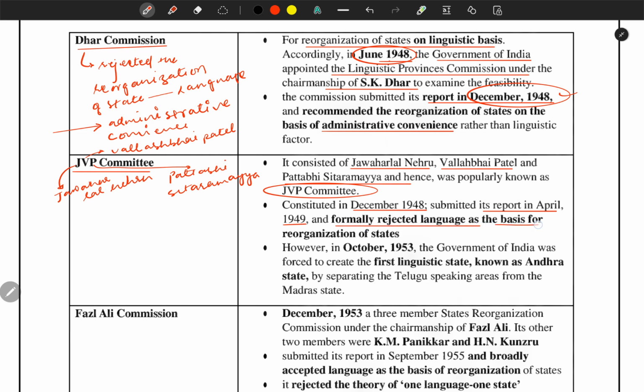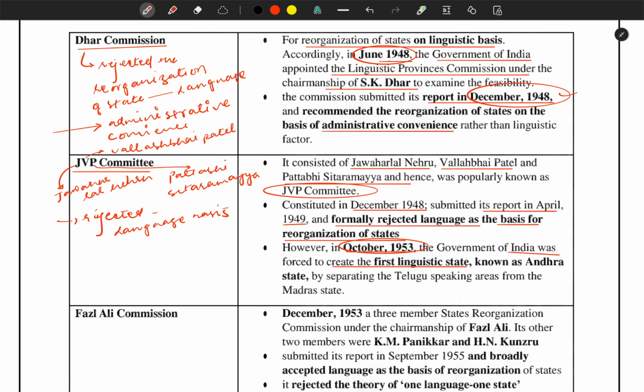After the failure of the commission in December 1948, the JVP Committee was formed, and it submitted its report in April 1949 and formally rejected language as the basis for reorganization of states. Although the JVP Committee submitted its report in April 1949 and rejected that language should be the basis for reorganization of states, okay.